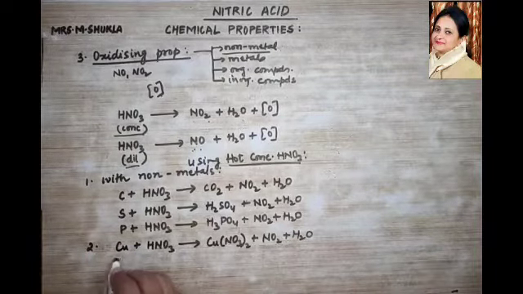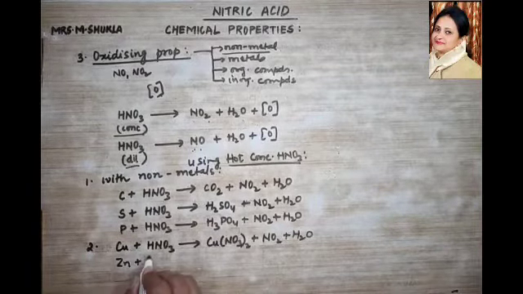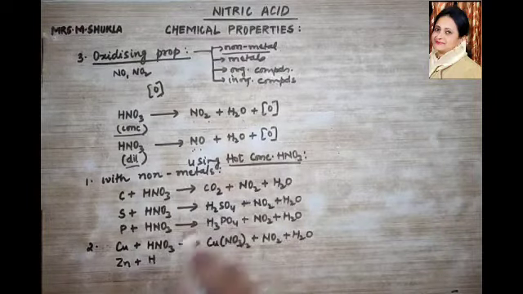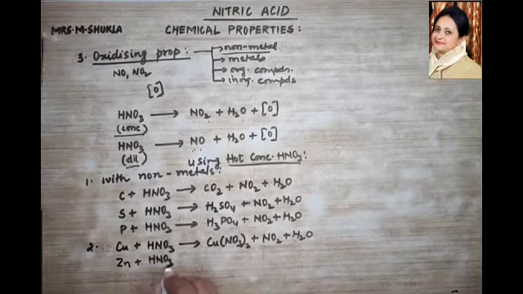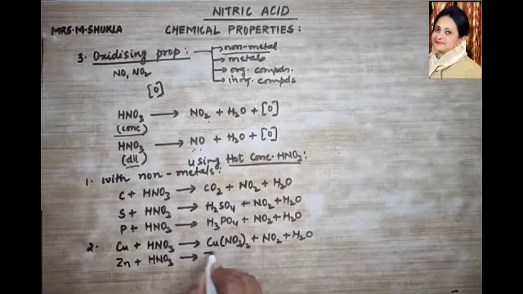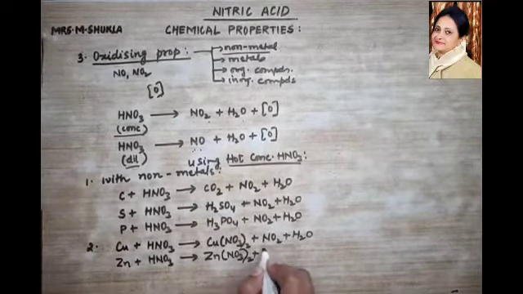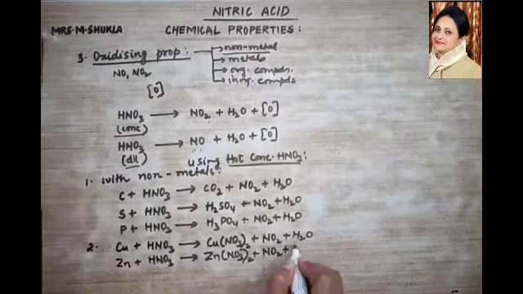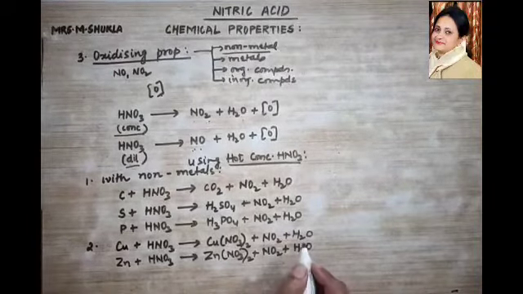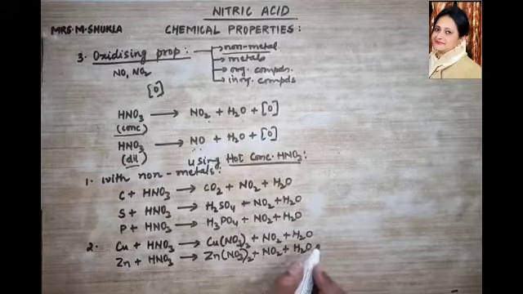Fine. Take another example like zinc when treated with hot concentrated nitric acid. What is it going to give? It is going to give you Zn(NO3)2 plus NO2 plus H2O. Okay, so are these clear to you?